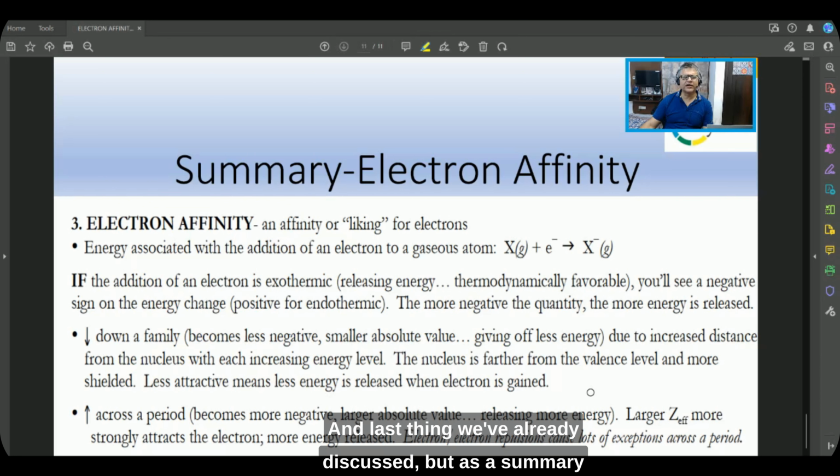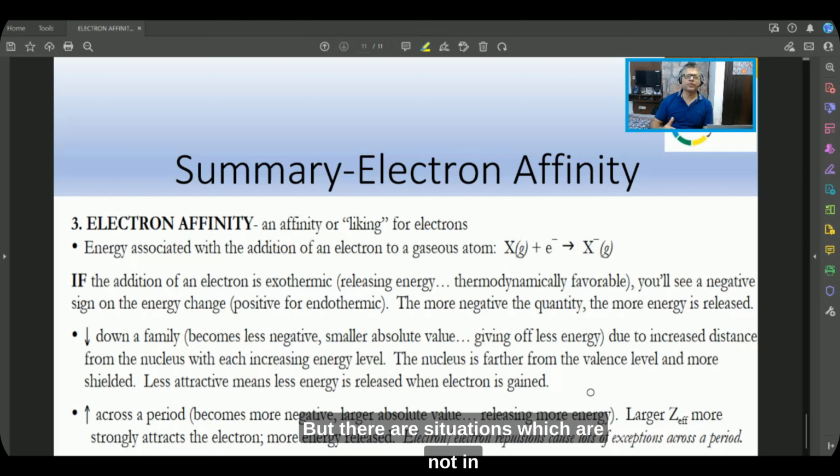And last thing we've already discussed, but as a summary, across a period from left to right also, you must understand if you move from left towards right, you will find the electron affinity going up. Take fluorine and chlorine in your mind to be the ones that have the highest electron affinity. Anything close to that will exhibit similar properties. But there are situations which are not in line with what we have studied. Very few. For example, chlorine is an exception that you must be aware of.